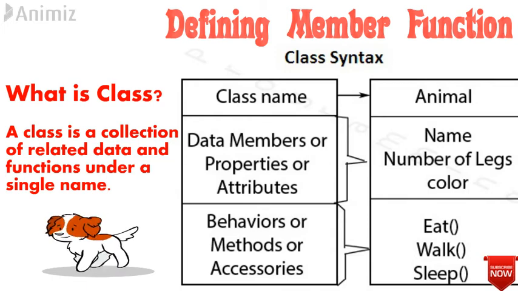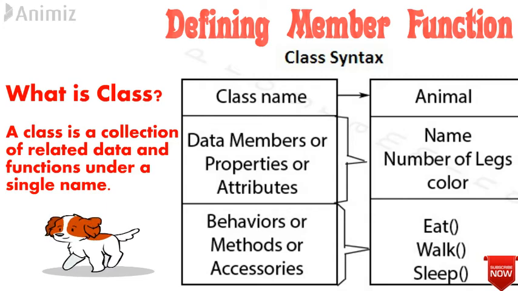What is class? A class is a collection of related data and functions under a single name. A class consists of three major parts, that is class name, data member, which is also called as properties or attributes, and member function, which is also called as behaviors or accessories.